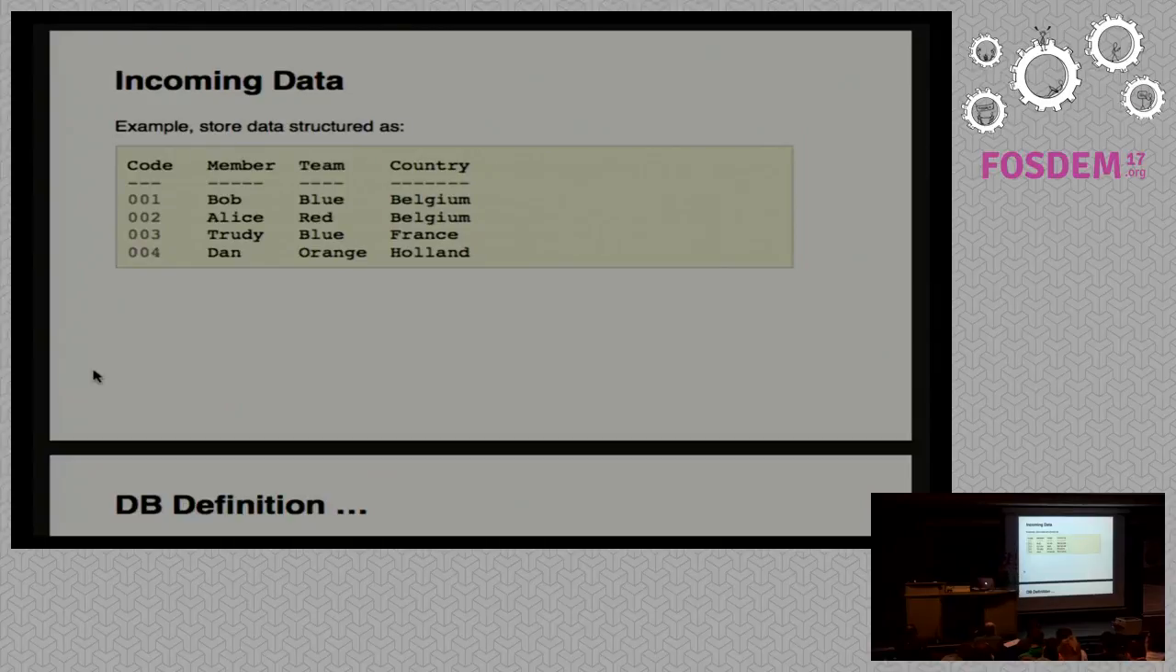So I will do the main example with the same set of data. Let's say we have incoming data looking like that. It can be a CSV file or coming from an Excel file. As you can see, we have different people that are members of different teams in different countries, and each of them has a code which can act like a reference or something like that.